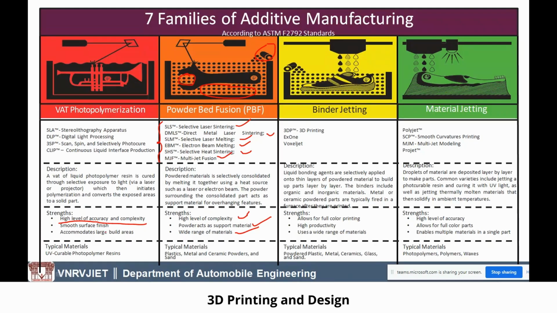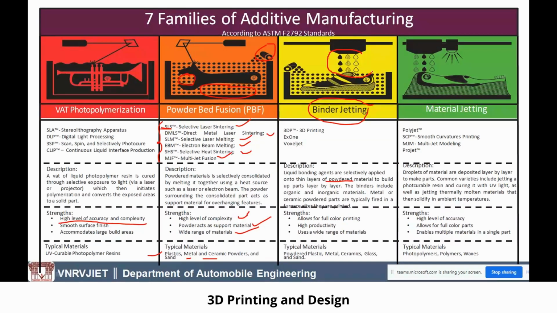The typical materials start from plastics, because plastic we can get in the form of powders, then metals, ceramic powders, and sand. So this is about powder bed fusion. Mostly used is the selective laser sintering process. And the next one is the binder jetting process. The name itself is binder jetting. Here also the raw material we take in the form of powder only. But instead of melting and solidifying, here we deposit binding materials.